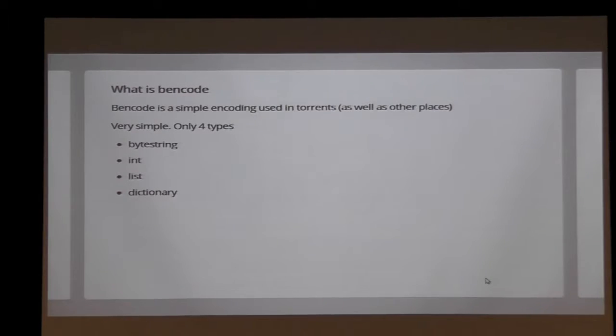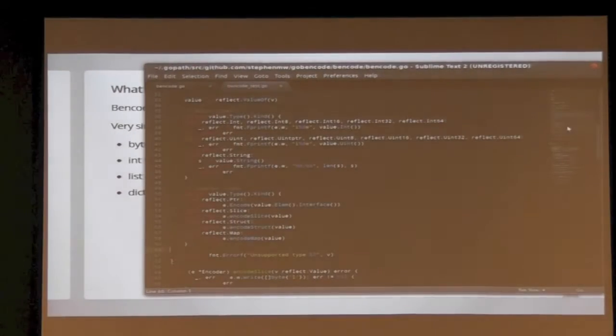So what I did was I just did a simple match. A byte string is a Go string or a Go byte slice. Int I said was any type of Go integer or unsigned integer. List I said was a slice, and dictionary I said was either a map or a struct. This is also what they do with JSON, stuff like that. So, bringing up the code.